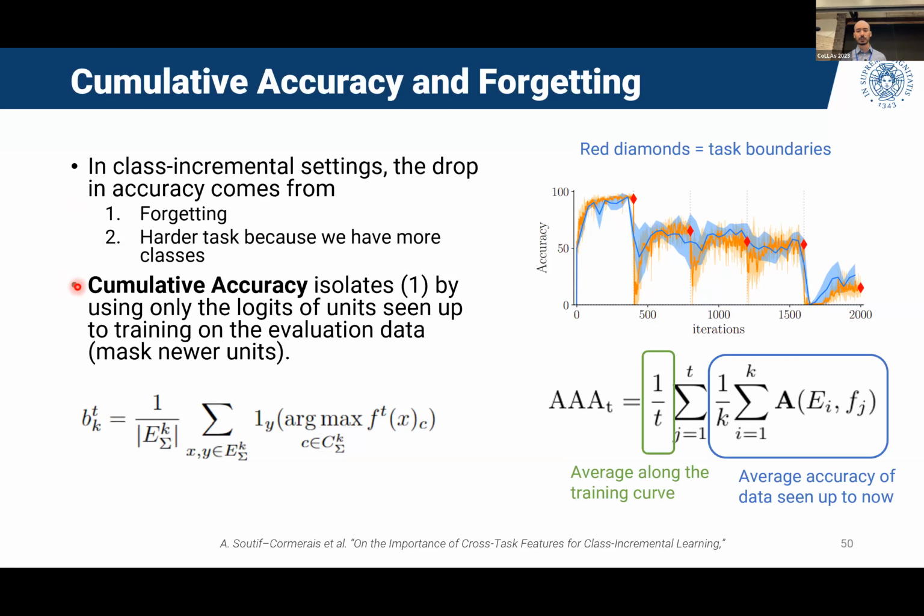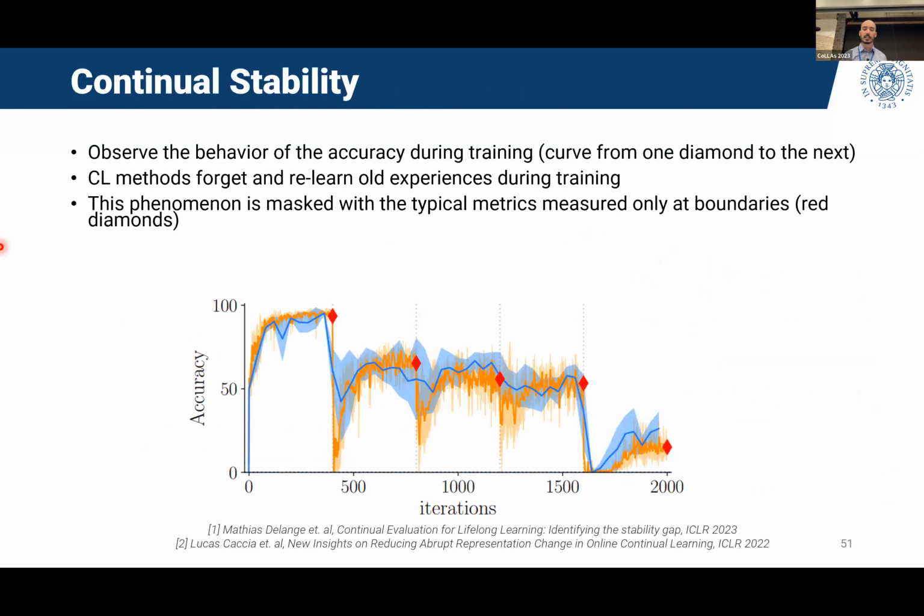An alternative measure can be this cumulative accuracy, where instead of using all the units, you just use the units that the model has seen when learning the task that you are evaluating on. So the future units are all masked. And I'm going to show you later that this makes a big difference.